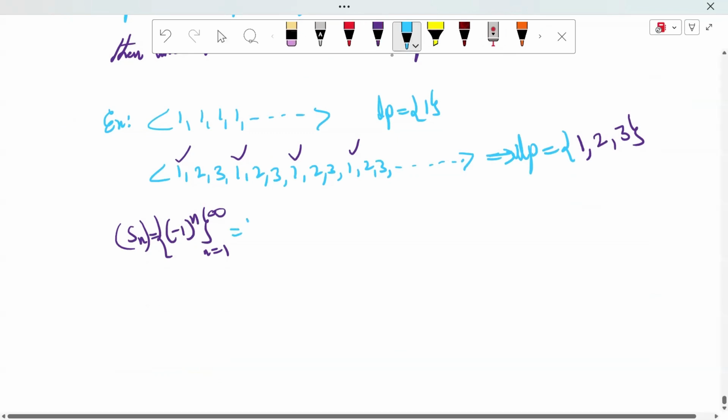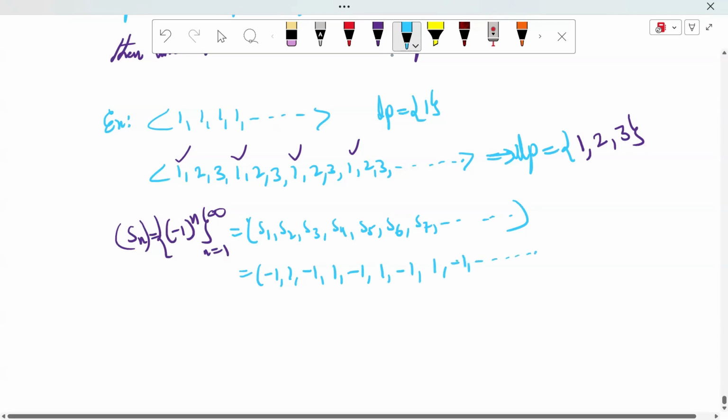What terms come inside the sequence, sir? If we observe, S1, S2, S3, S4, S5, S6, S7, up to so on. These are the infinite terms. S1 is -1, S2 is +1, then -1, +1, -1, +1, -1, +1, -1, up to so on, infinite terms. So what are the limit points here, sir?